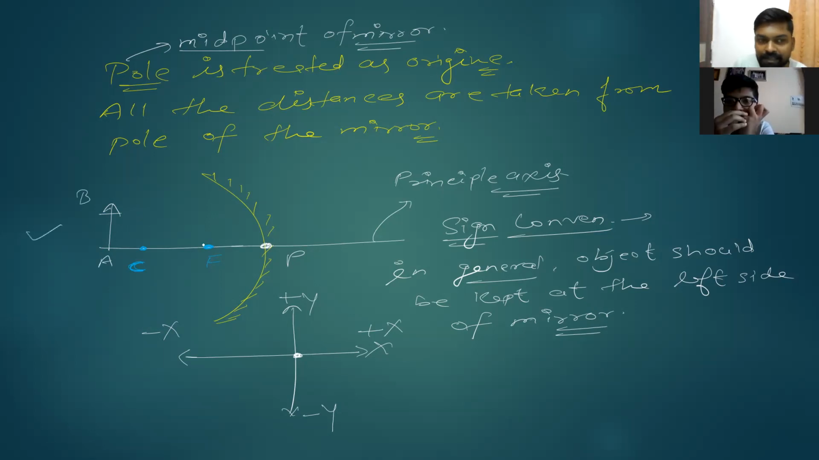Now consider that one object AB is kept at the left side of the mirror. In this diagram, you can see that an object AB is kept at the left side of this concave mirror. So we can say that U is negative for this case. U will be negative because the object is kept at the left side of the mirror. All the distances are in left direction, so that will be negative.